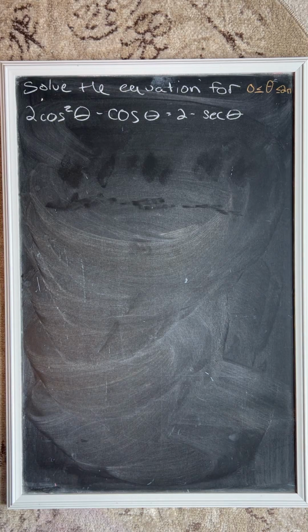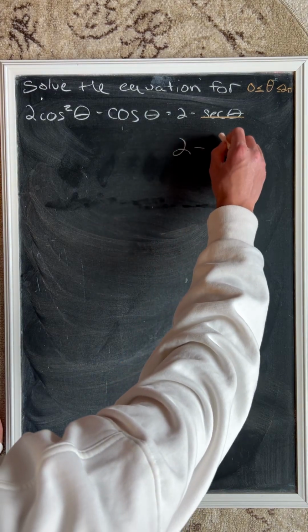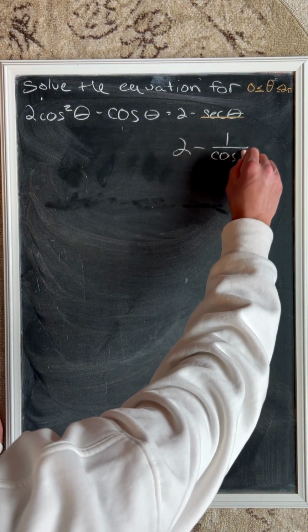All right, let's solve this trig equation in radians. So we have 2 cosine squared of theta minus cosine theta equals 2 minus secant theta. So the first thing I see is we have a secant, which is the inverse of cosine. So we can flip that into 2 minus 1 over cosine theta.